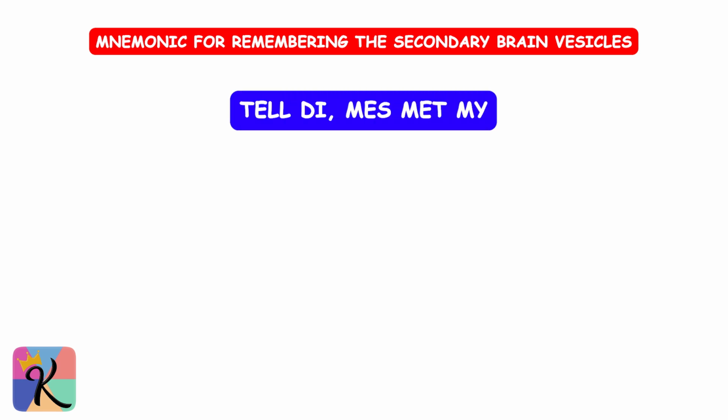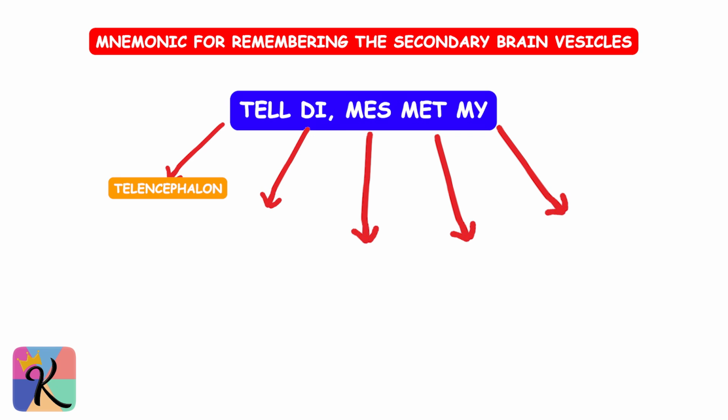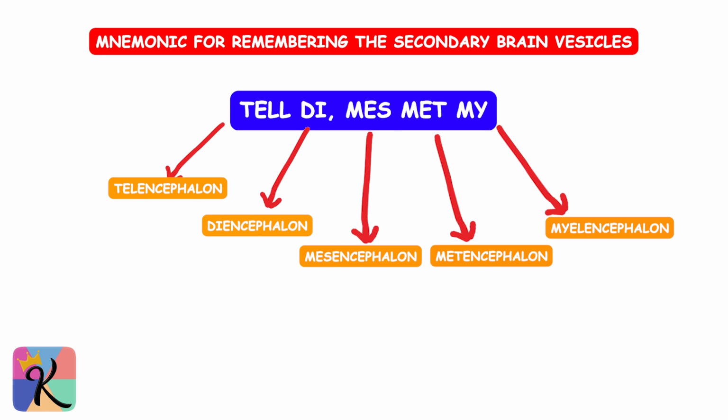Here's a mnemonic to help remember the order of these brain vesicles. Tel di mesmet mai. This stands for the five secondary vesicles: telencephalon, diencephalon, mesencephalon, metencephalon, and myelencephalon. Alright, that's a wrap on the basics of brain embryology.